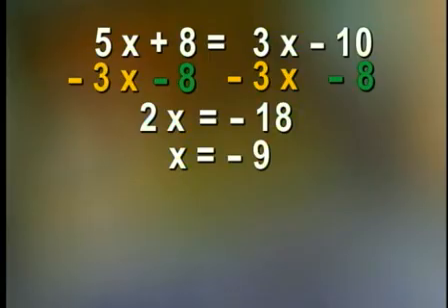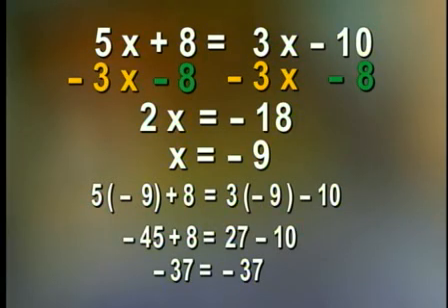9. Checking in the original equation, again, we don't check in some part of the way step. We check in the original equation. 5 times negative 9 plus 8 must equal 3 times negative 9 minus 10. Negative 45 plus 8 is negative 37. Negative 27 minus 10 is negative 37. Negative 37 obviously is equal to negative 37.